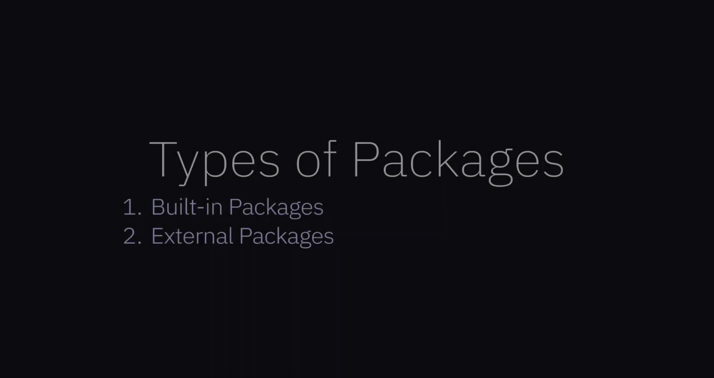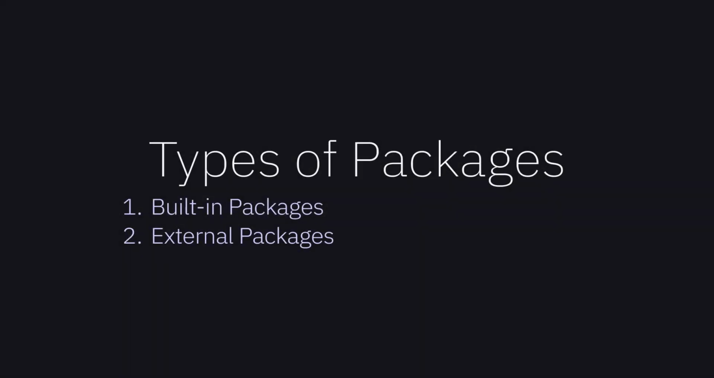So there are two types of packages in Python. The first is the built-in packages. Built-in packages are like math, os and datetime. These packages come pre-installed when we install the Python programming language. These are just the standard library functions.